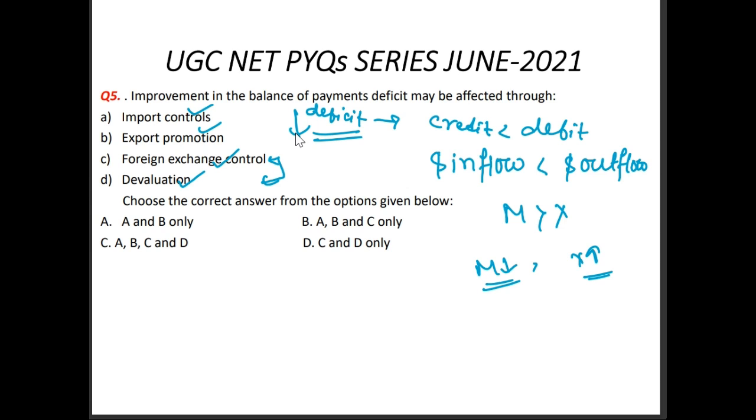Balance of payment deficit को improve कर सकते हैं, that is deficit को घटा सकते हैं. Okay, so A, B, C, D, all of these are correct. So option C is the correct answer here. Next question.